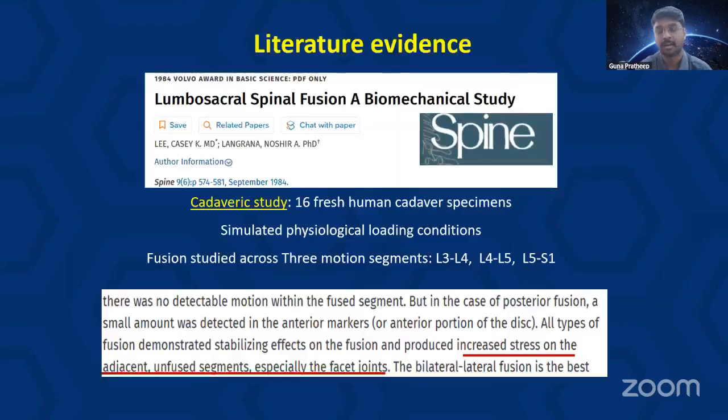There is a lot of literature on this topic for several decades now, showing that when you fuse a segment, there is significant stress distributed in the adjacent segments. This is one such cadaveric study where fusion has been established across motion segments, and the inference was there is significantly increased stress in the facet joints posteriorly in the unfused adjacent segments.